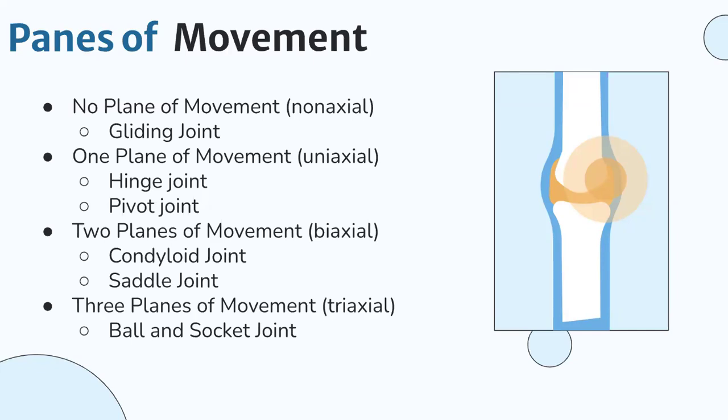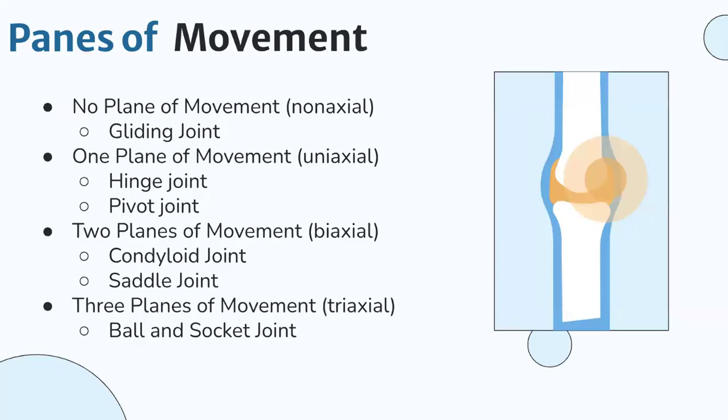An example of this is your condyloid joint. This is often found where your knuckles are or around your wrists. And then saddle joint, an example of that would be your sternoclavicular joint. And it is also having a little bit of give.